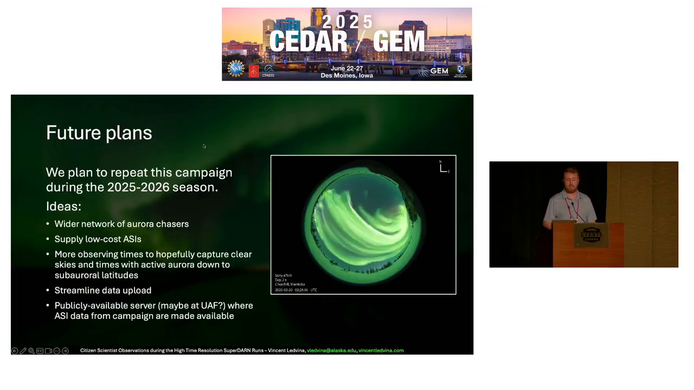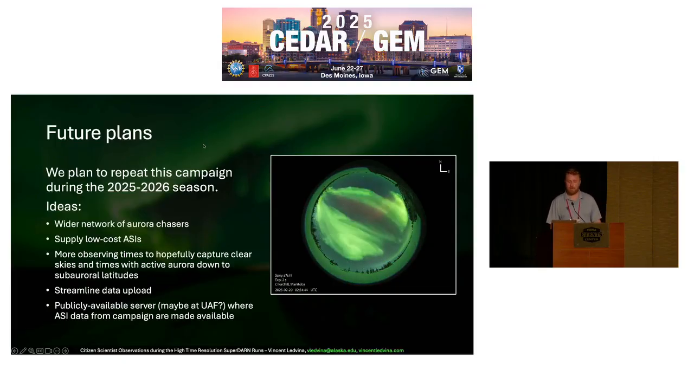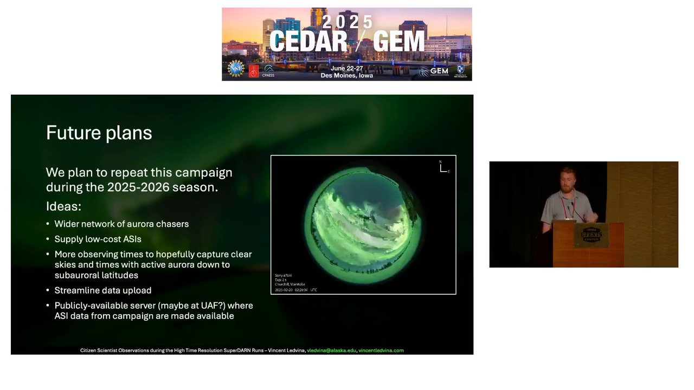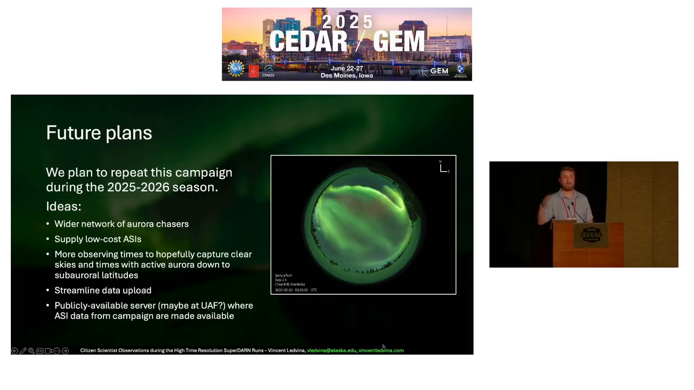And we plan on repeating this campaign over the winter. And just some ideas to throw out there: having a wider network of aurora chasers, maybe supplying them with some low-cost imagers, and more observing times to hopefully capture clear skies in times with active aurora. So we're planning on having more times where we're running this high-resolution mode. Again, streamline the data upload, and then maybe at some point make everything publicly available on a server, in real time or quickly after. We're planning on doing that, but also having a more robust file access for the community.